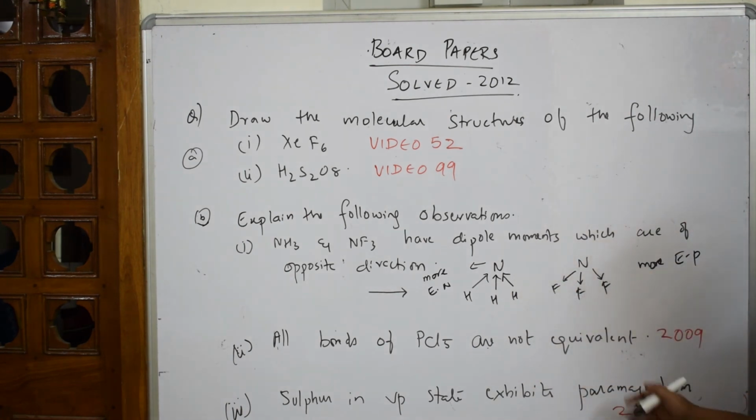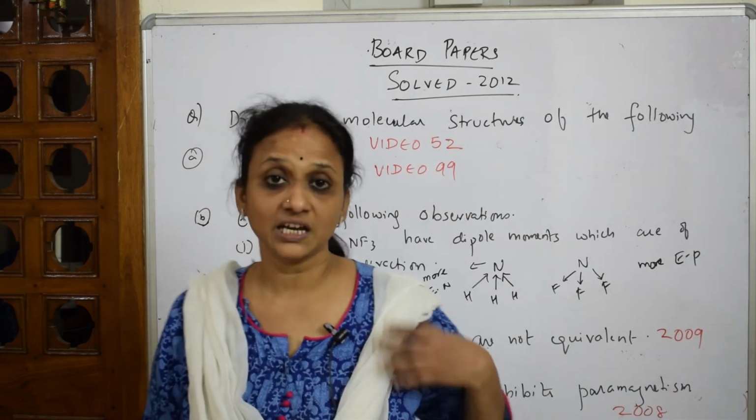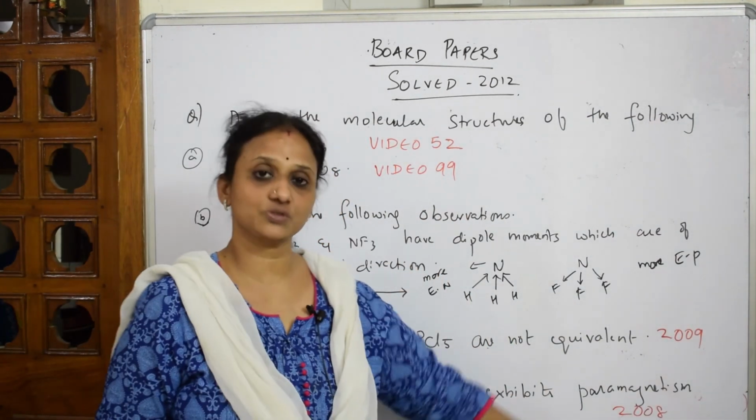Done. The next question, all bonds of PCl5 are not equivalent. I did this in the 2009 paper. And this question, sulfur in vapor state exhibits paramagnetism. I spoke in terms of antibonding orbitals in vapor phase. So I did that question in the 2008 paper.